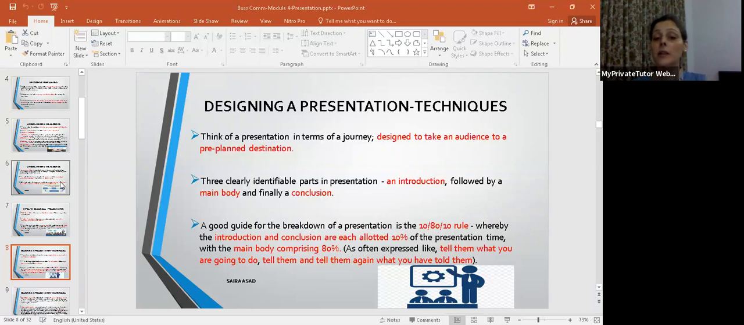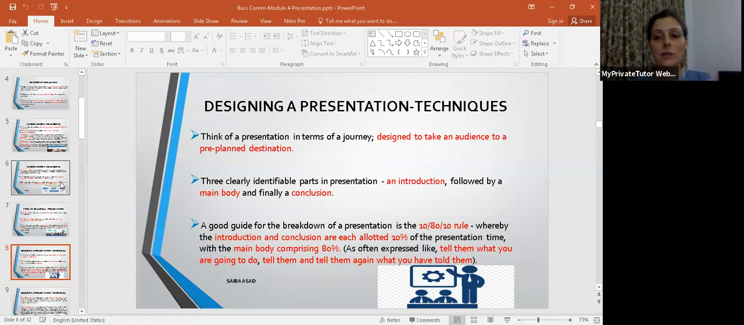A good guide for the breakdown of presentation is the 10-80-10 rule, whereby the introduction and the conclusion are each allotted 10% of the presentation time, while the main body comprises 80%. The main introduction, the main idea, a few bullet points, you should be very clear about your objective. From the first module, we are focusing on that. We should be very much clear in our mind what we want to convey. If that is clear, then you are going to be able to convey more effectively. This is the basic rule.